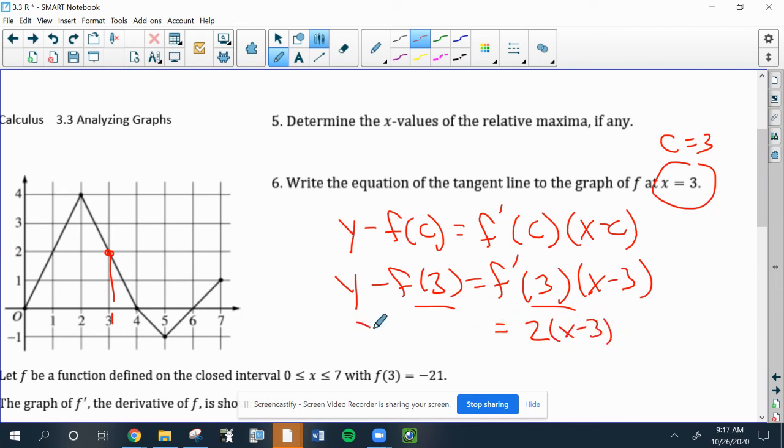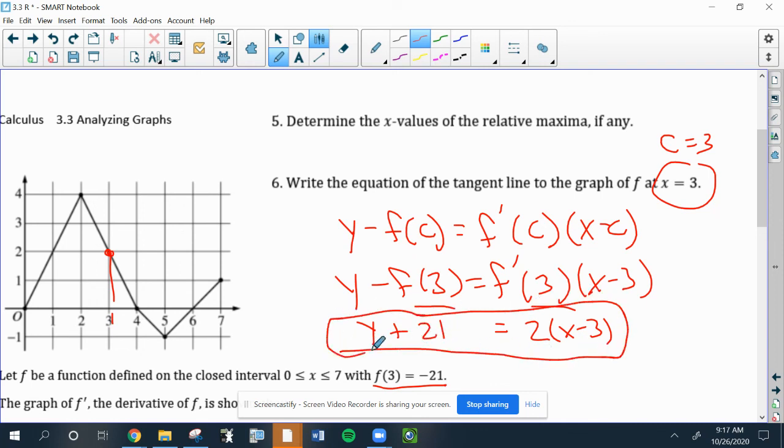F of 3, you need the graph of the original function. We don't have it. So somewhere it has to be given. Oh, and look right here. F of 3 is negative 21. So this would be minus a negative 21. And that is it. We're done.